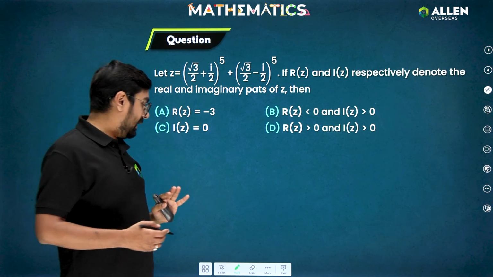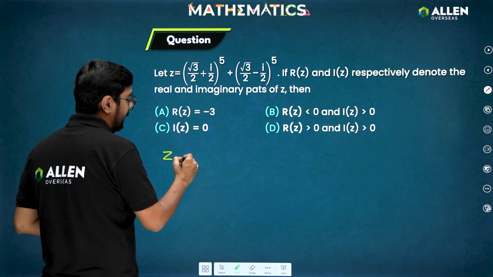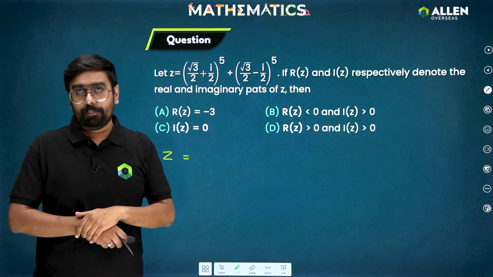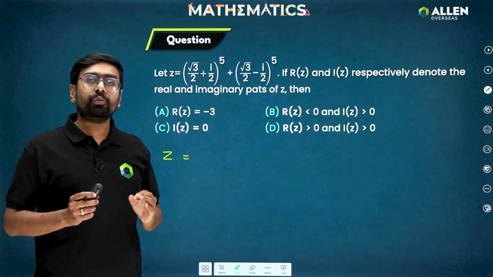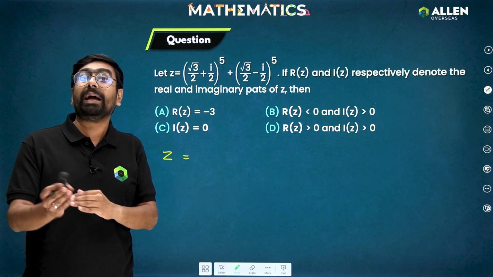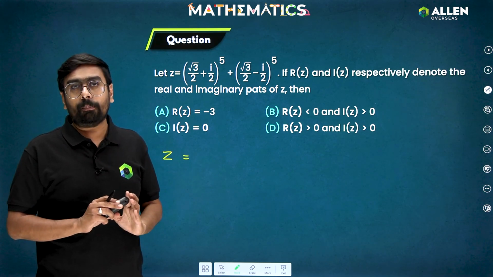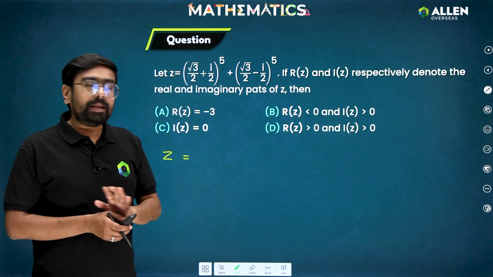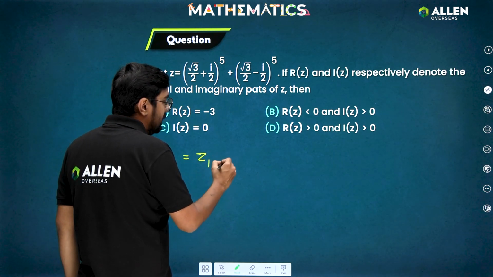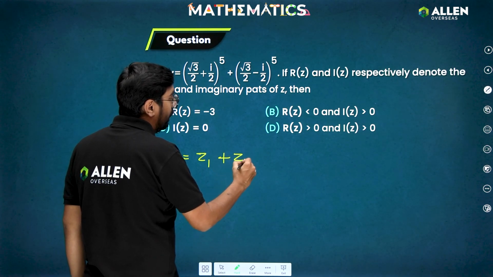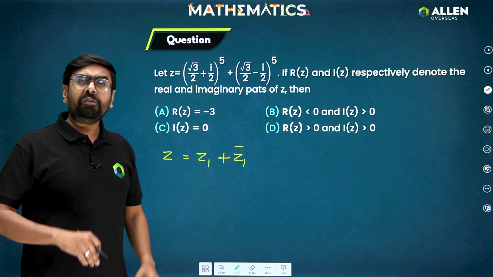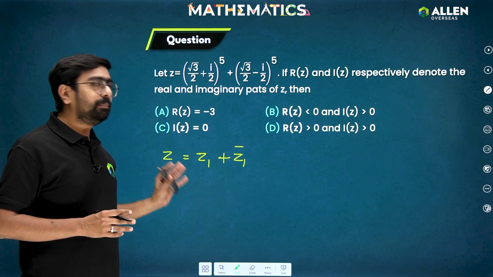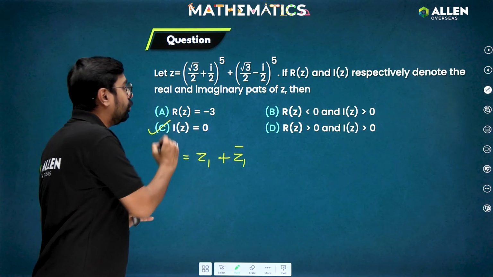Now, if we observe carefully, z is equal to a complex number plus the conjugate of that complex number. Root 3 by 2 plus i by 2 is a complex number, and root 3 by 2 minus i by 2 will be the conjugate of that complex number. So let me call this complex number z1. So z is equal to z1 plus z1 conjugate. Am I correct? Now, if we want to solve this question very quickly, we can simply say that option C is going to be correct.